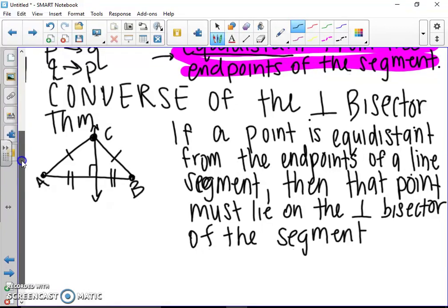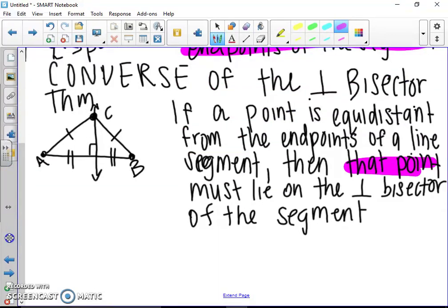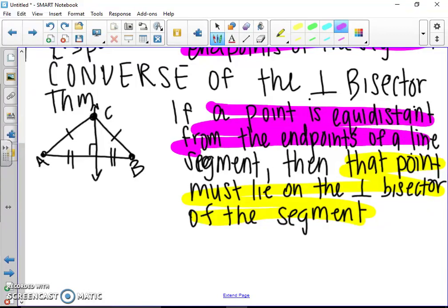So we're kind of just moving backwards. We're just switching around those hypotheses and the conclusion. So again, the hypothesis from the original theorem is now the conclusion for this one. That point lies on the perpendicular bisector. And the original conclusion becomes the hypothesis. A point is equidistant from the endpoints of a line segment.